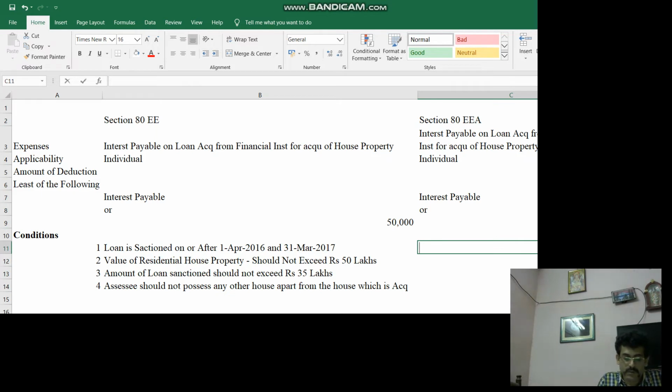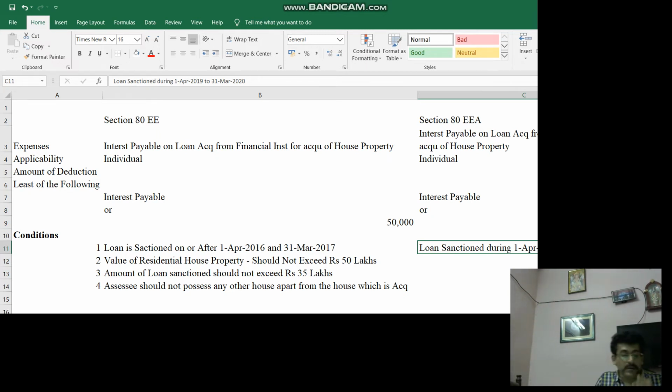Now the first condition is what? Loan sanctioned. The loan is sanctioned during 1st April 2019 to 31st March 2020. The loan is sanctioned during 1st April 19 to 31st March 2020. That's what is the first condition.